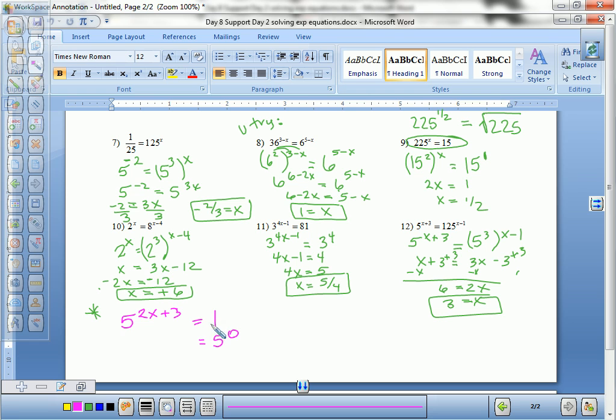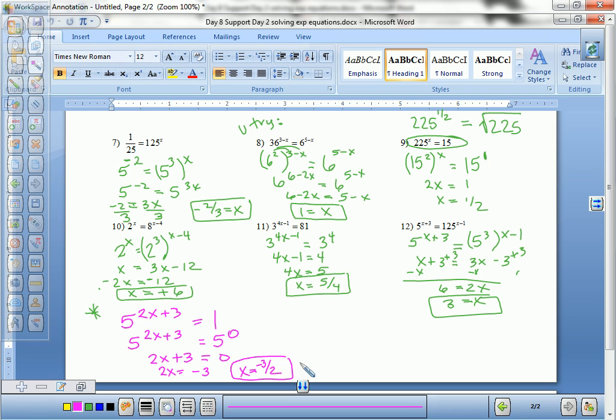So if I give you one like this, you need to rewrite this 1 as whatever this base is to the 0 power. So we have 2x plus 3 equals 0. So 2x equals negative 3. So that makes x negative 3 halves. Okay, so that's our first weird one. All right, and there's one like that on your homework in your regular class tonight, so be on the lookout for it.